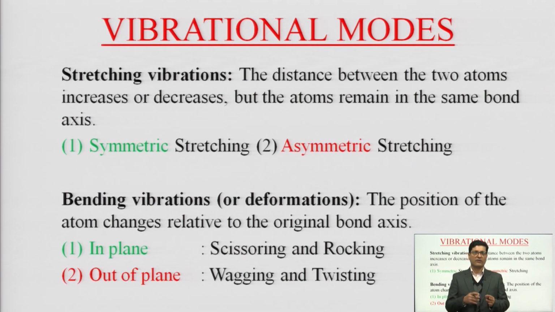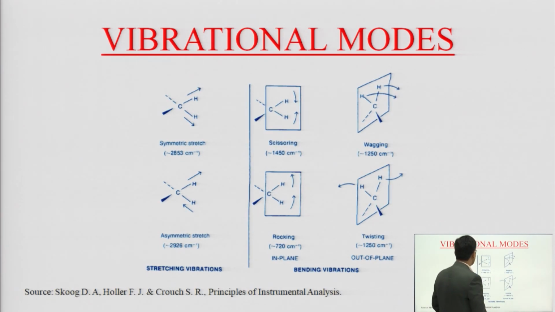So, all these four different types of bending motions, like scissoring, rocking, wagging, twisting, are of concern also, and they are more useful whenever we are going to elucidate the structure of any molecule. So, let us discuss one by one what these 6 vibration motions are. On the left hand side, these two are the stretching motions and these 4 are the bending motions.